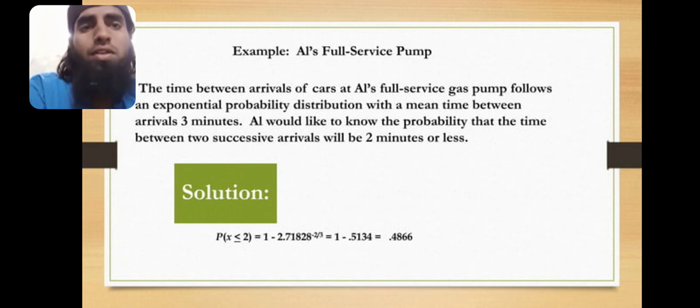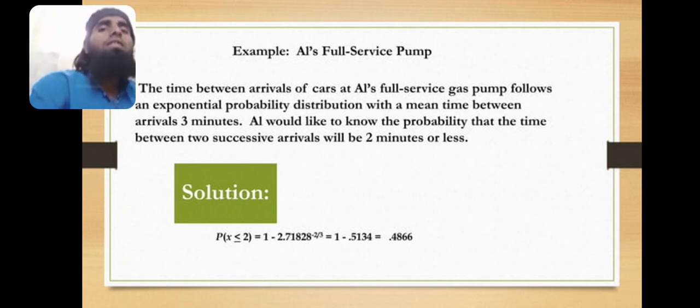The time between arrivals of cars means two cars or any one car. With a mean time between arrivals of 3 minutes, A1 would like to know the probability of that time. Here the solution is there. How do we solve that?